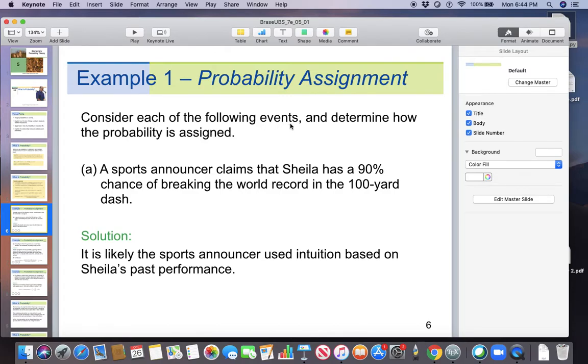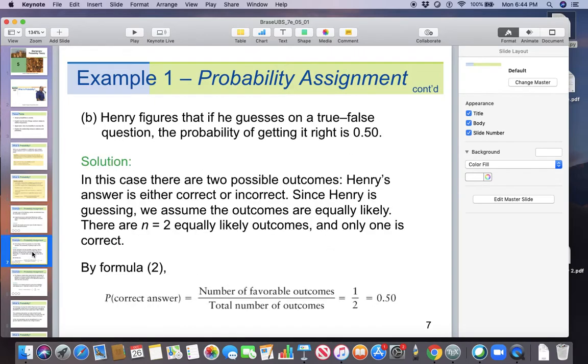Consider each of the following events and determine how the probability is assigned. A sports announcer claims that Sheila has a 90% chance of breaking the world record in the 100-yard dash. So what is this 90%? It is likely the sports announcer used intuition based on Sheila's past performance. So this is an example of intuition-based probability, 90%.